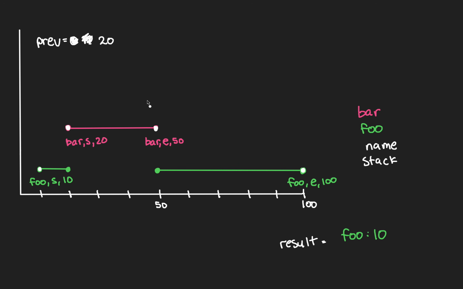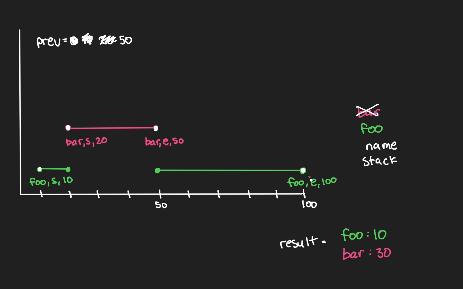Moving on, we see that function bar has terminated at a time of 50, not 51, but 50. Thank goodness. How long did this function run for? It's the 50 minus a previous of 20 to get 30. To track this, we'll insert a key of bar and the 30. Since bar has ended, we'll pop it from our stack and reflect the current timestamp in our previous variable.